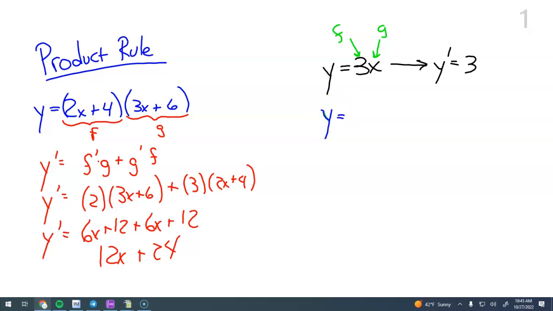They say F prime G. So what's F prime? 0, and then G is x, but it's not really going to matter. Plus G prime.